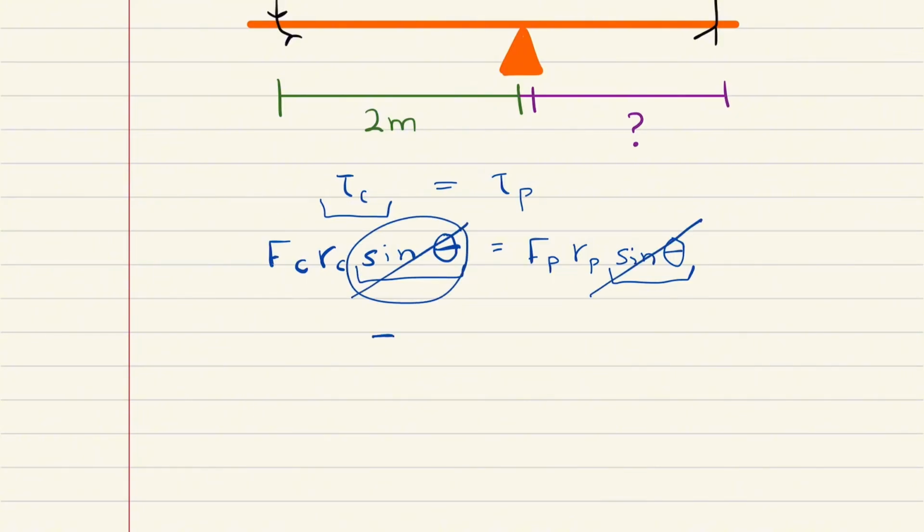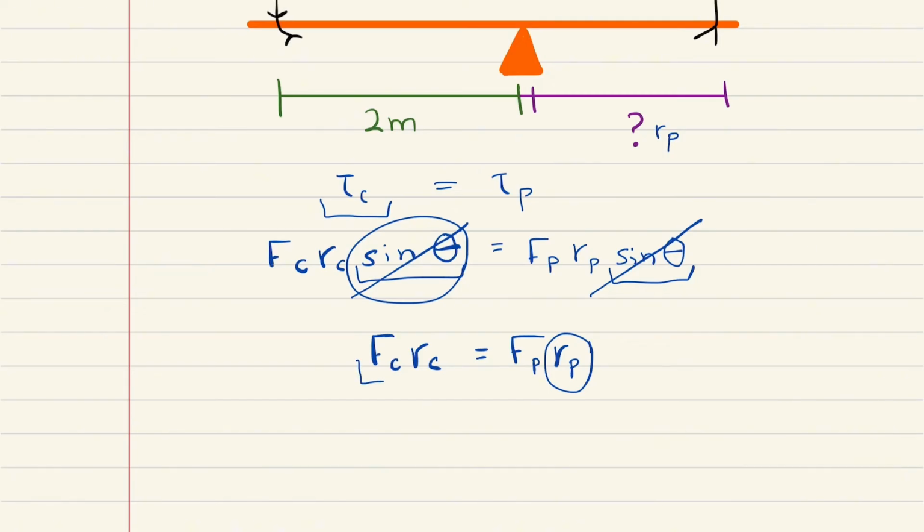So what we have here is the force of the child multiplied by the distance of the child from the fulcrum. And that's going to be equal to the force of the parent multiplied by the distance from the fulcrum that the parent sits. Okay? So in other words, this is what we're trying to solve right here.